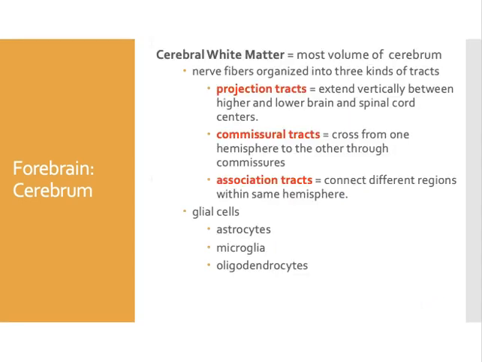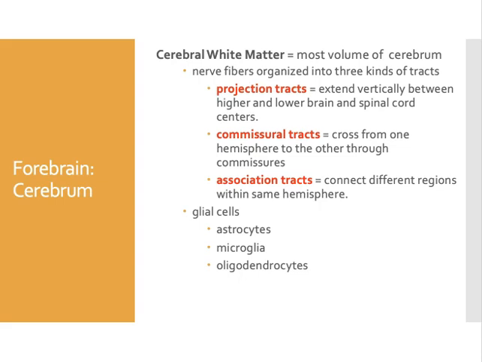Now, in addition to the gray matter of the cerebrum, it also has white matter. Remember that white matter in the brain is located deep to the gray matter, and it's white matter that contains the axons from all of the neuron cell bodies. The cerebral white matter actually occupies most of the volume of the cerebrum. And all of those axons, remember, are organized into what we would think of as nerves. But remember, in the central nervous system, we don't call them nerves. Instead, we call them tracts.